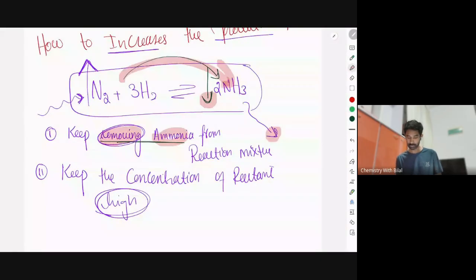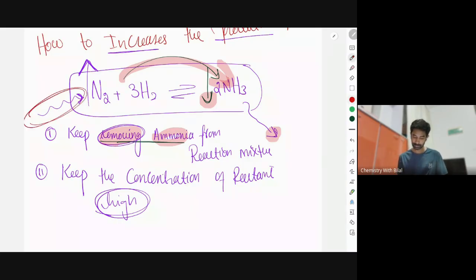If you remove the ammonia, its concentration will remain low and the equilibrium will remain on the right side, since a change in concentration shifts the equilibrium to the side where we have low concentration. So first thing, you can remove the ammonia. Just as it is made, you take it out before it can go back. It can't go back, so more is formed, and you catch it again. So first thing, keep removing ammonia.